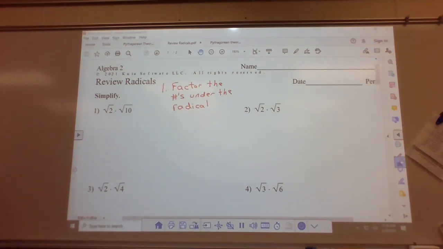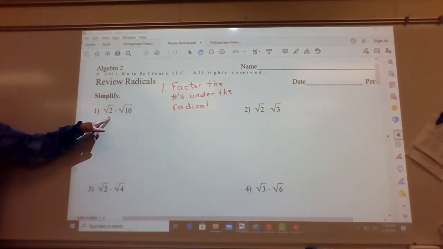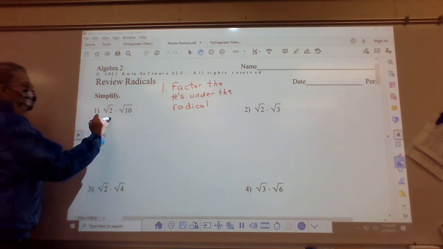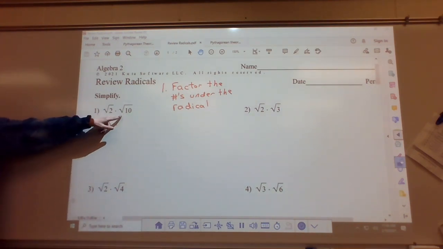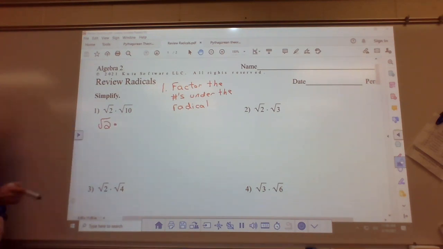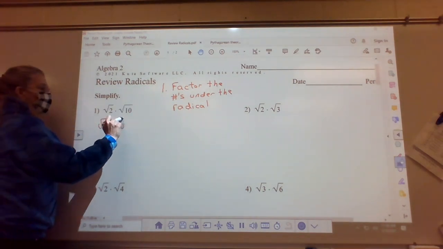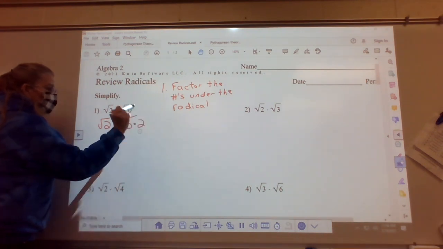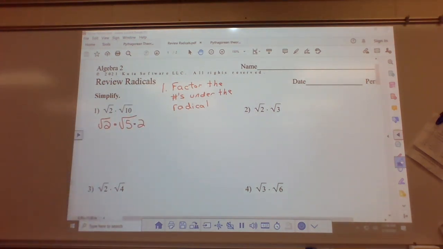So looking at the first problem, 2. Can I break apart 2 any more than it already is? No, it's already a prime number. I can't do anything else with that. So square root of 2 is just going to say square root of 2. Square root of 10, now this one can break apart, because 10 is what times what? 5 times 2. So instead of writing 10, I'm going to write square root 5 times 2. So that was step 1.